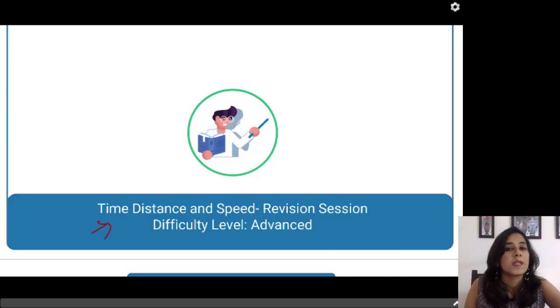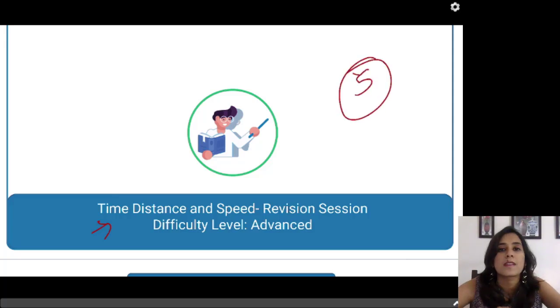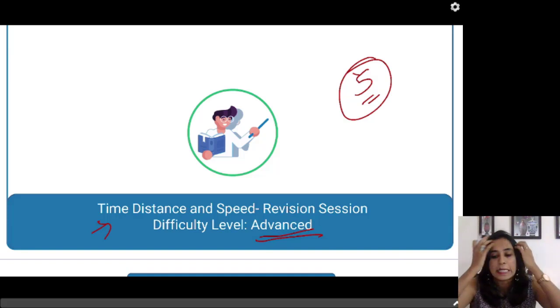Guys, in this particular revision session we are going to talk about five different concepts related with time, distance and speed, and we are going to solve five advanced level problems related with this chapter. The prerequisite for this session is that you are at least familiar with the concepts, because here I am going to deal with advanced level problems which require the understanding of the basic concepts at least.